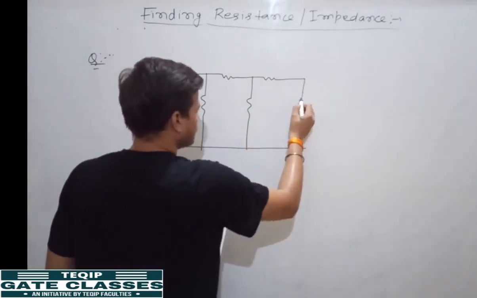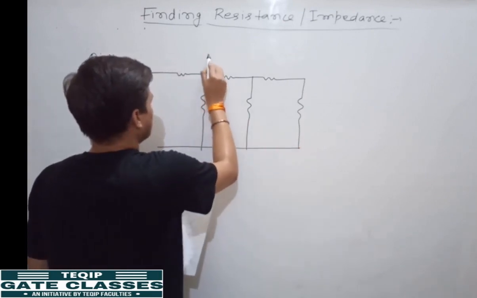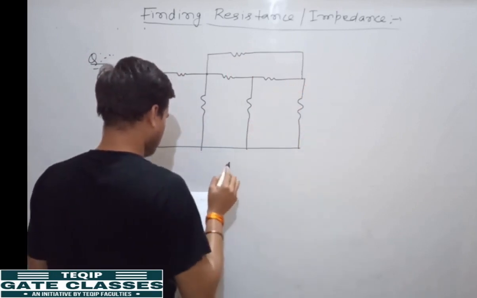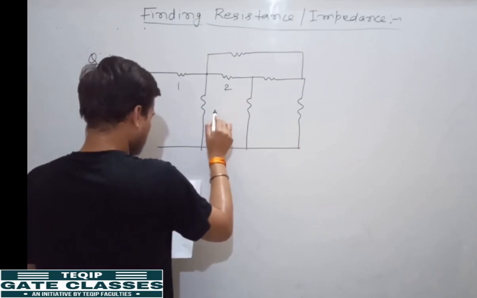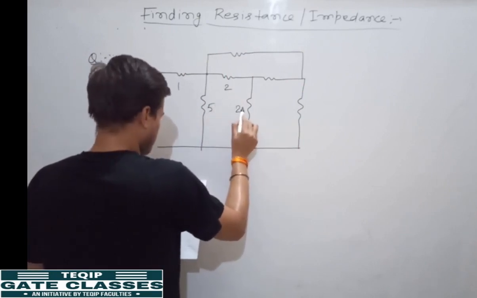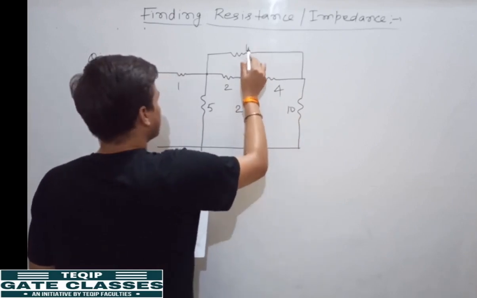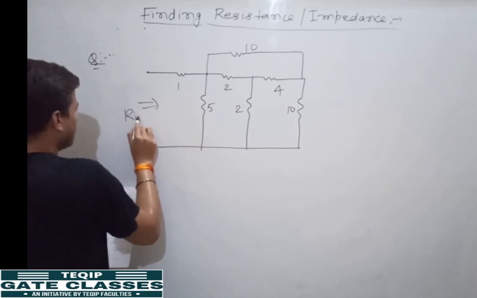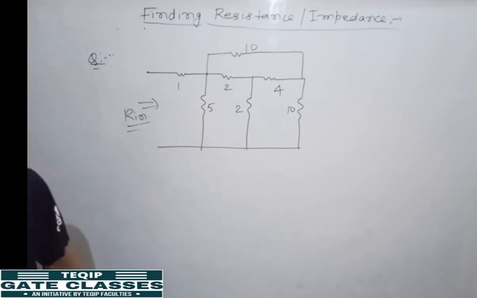See this circuit. One ohm, 2 ohm, 5 ohm, 2 ohm, 4, it is 10. You have to find R in. So let us see how to find.